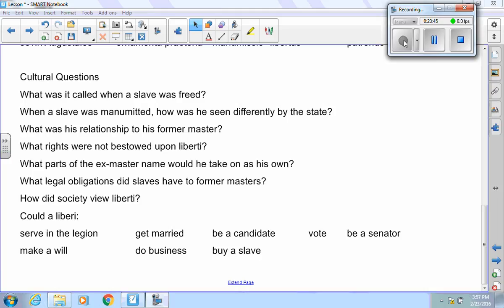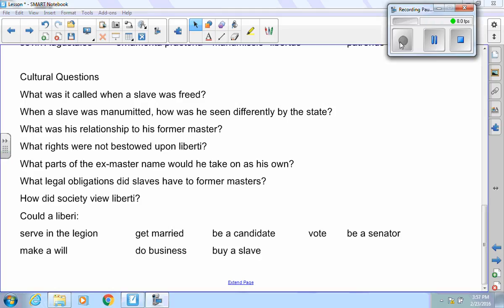How did society view the liberti? They were still former slaves. They viewed them as such. They were inferior. They were inferior in every way. Even their children, the children of freedmen, would have been looked down upon as inferior. You're not really a Roman citizen. You used to be a slave. So they were definitely inferior.